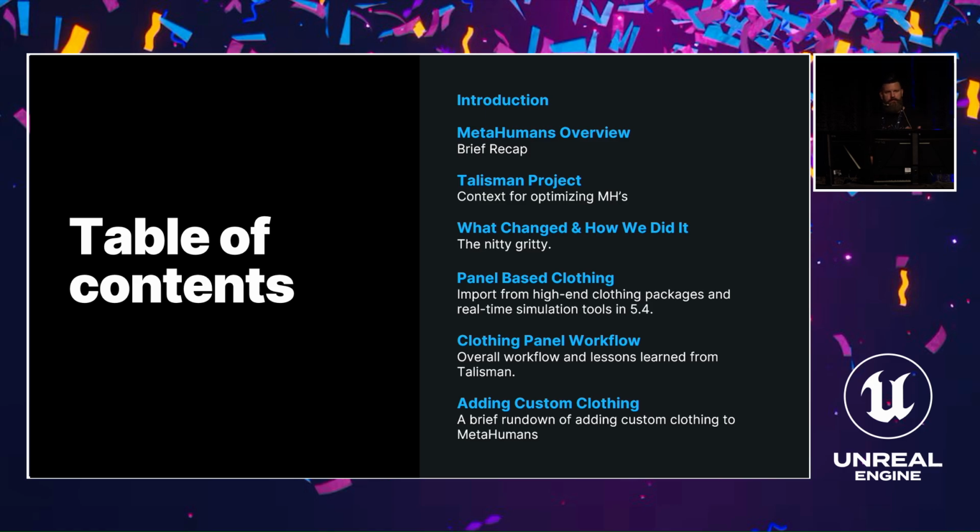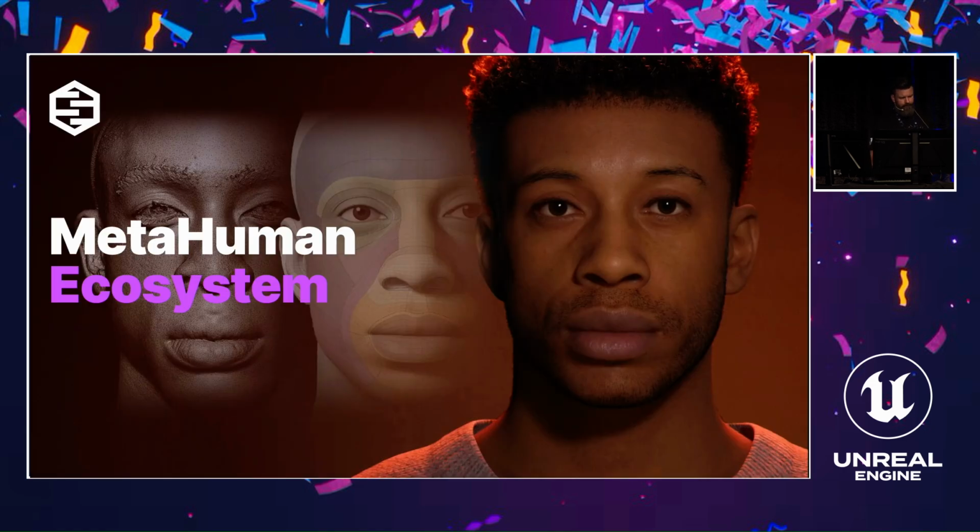We'll then talk about some of the new clothing features and simulation tools that are available in Unreal 5.4, and we'll take a look at the cloth pipeline and how we used it for Talisman, and then I'll also cover some of the lessons learned from using cloth in that production. Hopefully that can give you some tips and tricks to help you out. And then to wrap it up, I'll show a brief rundown of how to add your own custom clothing to the MetaHuman blueprint. So without further hesitation, let's get to it.